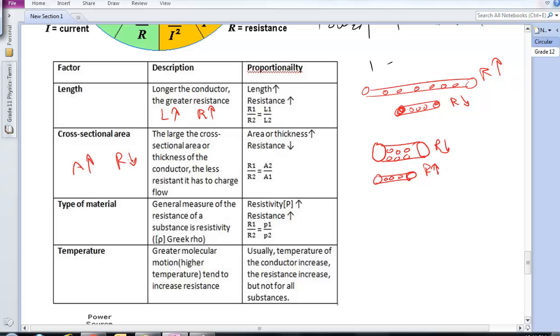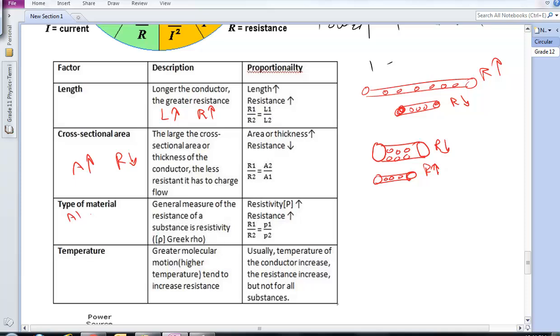Then the type of the materials. Some materials are good conductors, some others are not. Then you have insulators, for example, that don't allow the charge to move freely. A general measure of the resistance of a substance is resistivity. Some materials have high resistivity, some others have low resistivity.